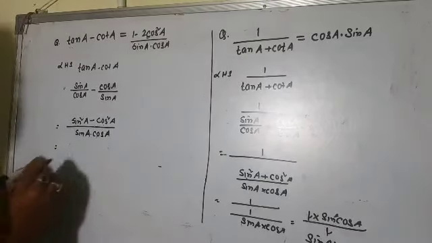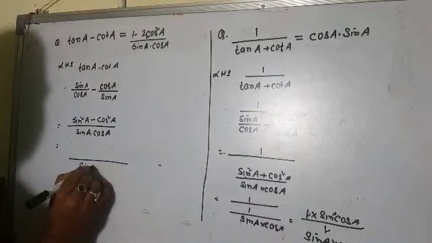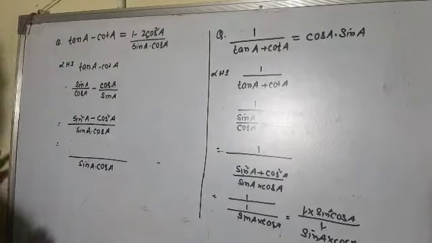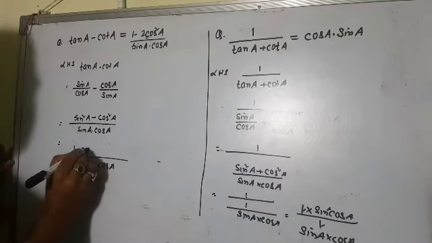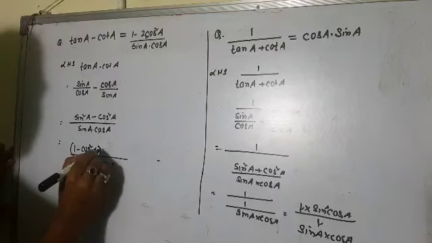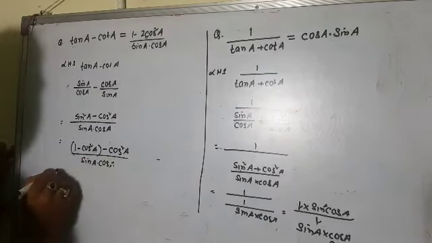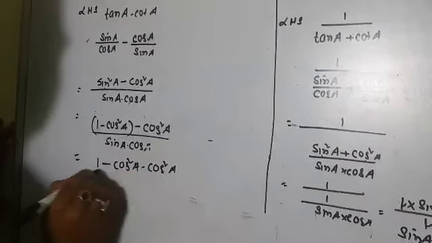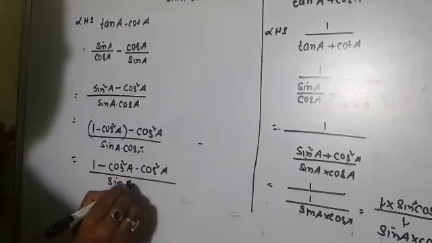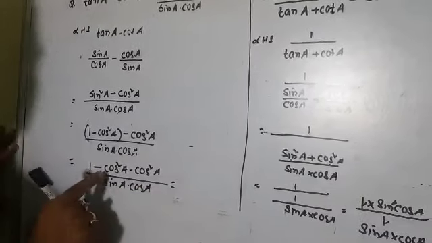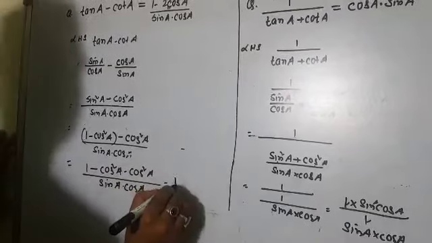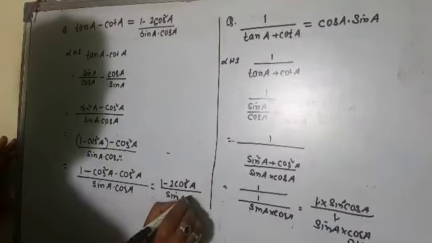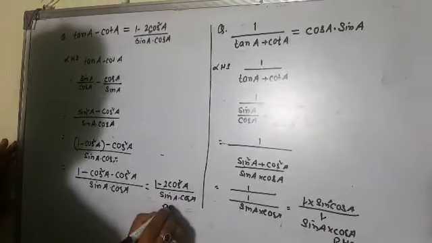So you use, see here sin a into cos a, and we have to make 2 cos square a. So here sin square a means what? 1 minus cos square A is equal to sin square A, and minus cos square A. So 1 minus cos square A minus cos square A by sin A into cos A. So 1 minus cos square A minus cos square A, that is 1 minus 2 cos square A by sin A into cos A, that is your required RHS.